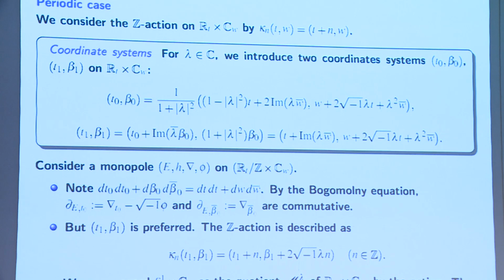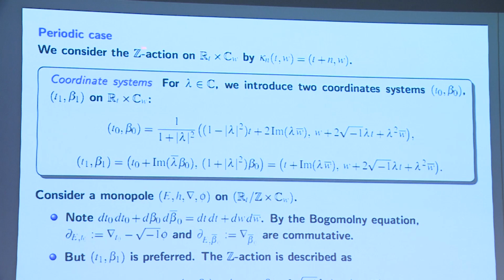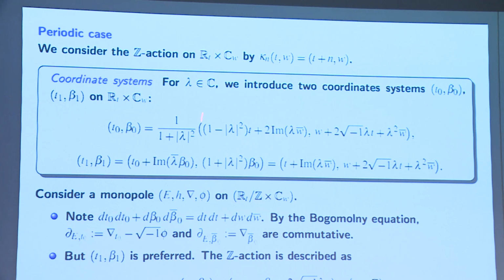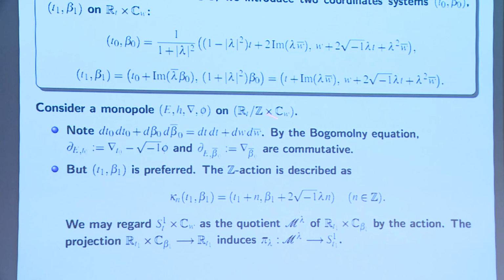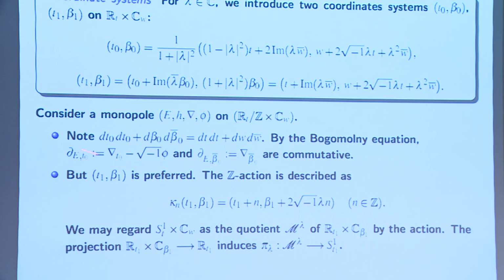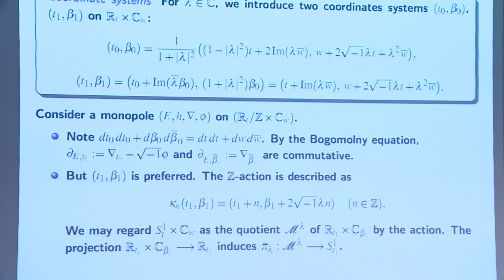So let me explain the periodic case. We consider the action of R t times C w given in this way. Then we consider two coordinate systems for each complex number lambda. One is t0 and beta 0 given in this way, and the other is t1 beta 1 given in this way. For t0 and beta 0, the standard Euclidean metric is given in the standard way. So if we are given a monopole on this space, then by the Bogomolny equation, these two operators are commutative. But I prefer to use t1 beta 1.